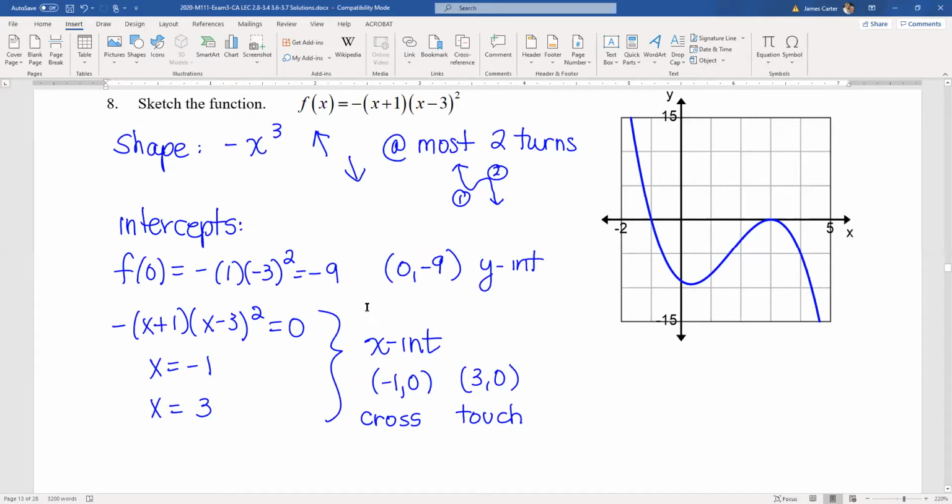Okay. -1 is a 0. +3 is a touch and go 0. So we know we're going to cross here. We know that we're going to touch and go here. We know we have to go through this point. And we know that this thing has to go from high to low. So we start here. We come to the -1, through the y-intercept, up to the touch and go point, and back down.